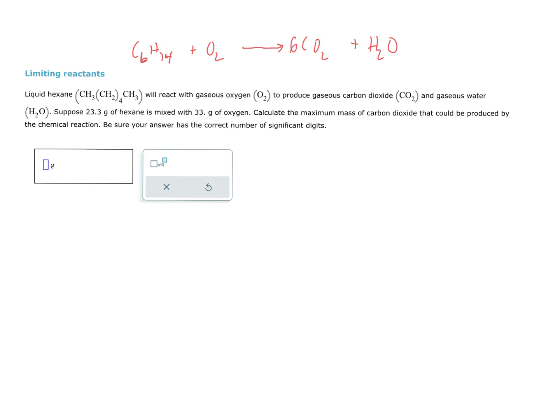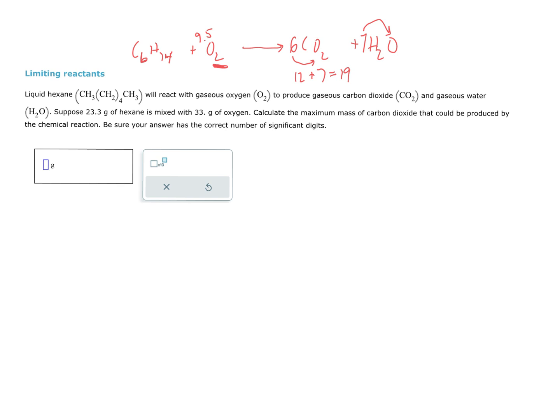Got 14 hydrogens, which means I need to have a 7 over here to get 14 hydrogens, and then that's where we run into problems. We run into problems because I've got 6 times 2, 12 oxygen there, 7 times 1, 7 oxygen there, for a total of 19. That's a problem for us because I need to have an even number of oxygens, right? I would need to put like 9.5 in there, but I can't use half numbers. I need to have a whole number.